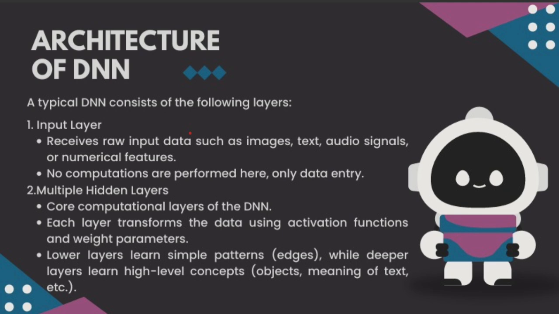Okay, the next part is the architecture of a DNN. The architecture of a DNN typically consists of four main components: the input layer, multiple hidden layers, the output layer, and the activation function. The input layer receives raw data such as images, text, audio signals, or numerical features, and this layer only passes the data into the network without performing any computation. In the hidden layers, lower layers usually learn simple patterns like edges in images, while deeper layers learn higher level concepts like objects or the meaning of the text.